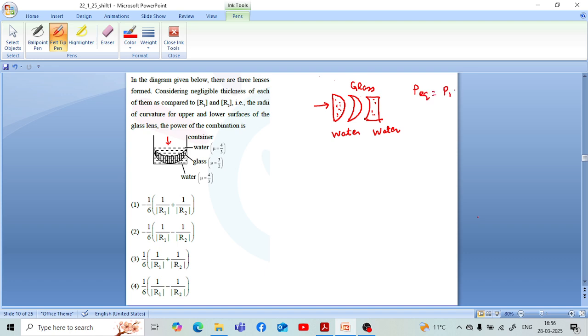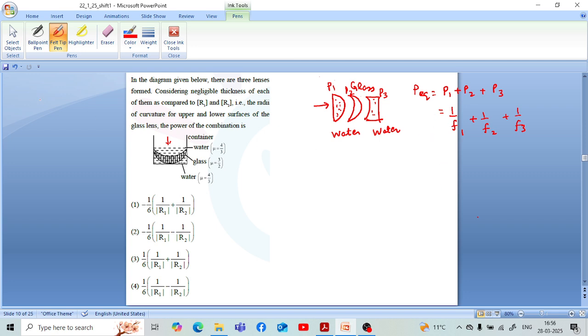So the equivalent power is basically the sum of the individual powers. Suppose the power of the first one is P1, power of the second one is P2, and power of the third one is P3. So the combined power is P1 plus P2 plus P3. And we know that the power is related to the focal length by P equals 1 upon F. So P equals 1 upon F1 plus 1 upon F2 plus 1 upon F3. So this is the total equivalent power.